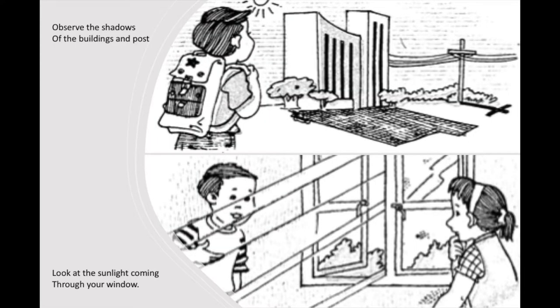Try to observe sunlight as it comes through your window, or the shadows of buildings or poles as you walk to school. The shadow of the building and the poles has the same shape. That only proves that light travels in a straight line.